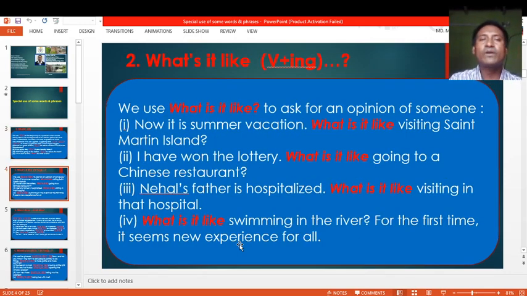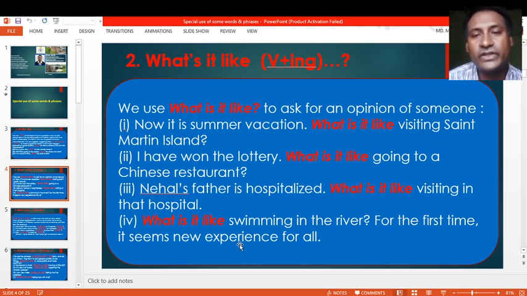Next, what's it like or what is it like? In most of the sentences of what is it like, there will be a verb and the verb form is verb plus ing. We use what is it like to ask for an opinion of someone. For example, now it is summer vacation. We have lots of time. What is it like visiting St. Martin Island? So our purpose is to give an opinion about a proposal.